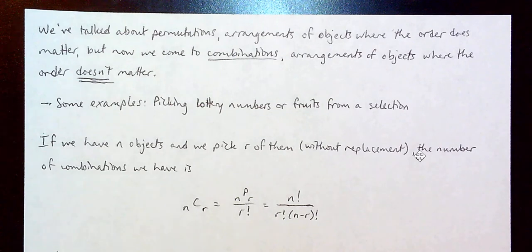The order in which you have them listed on your lottery ticket versus the order in which they're picked does not matter. Another example of a combination: you have a selection of objects, say fruits, and you can pick a certain number of fruits from that wider selection. Again, it doesn't matter the order in which you pick the fruits. What ultimately matters is what fruits you have.